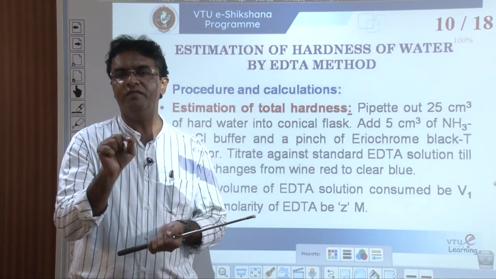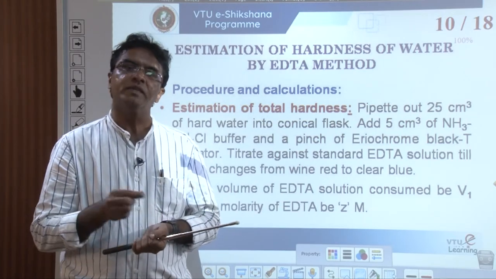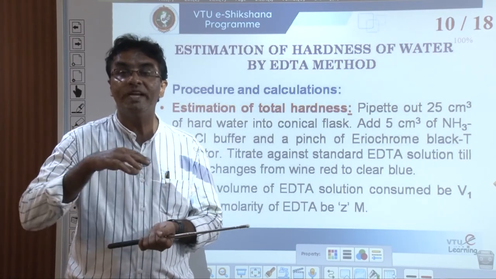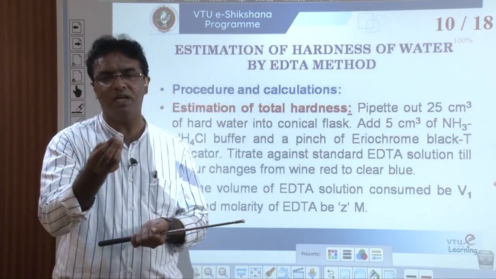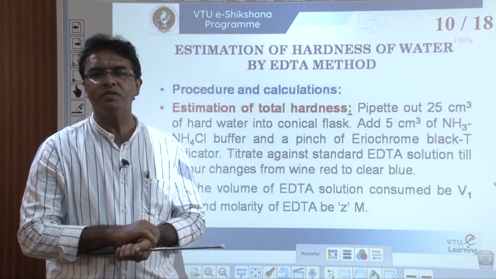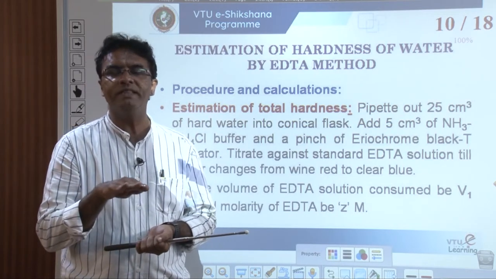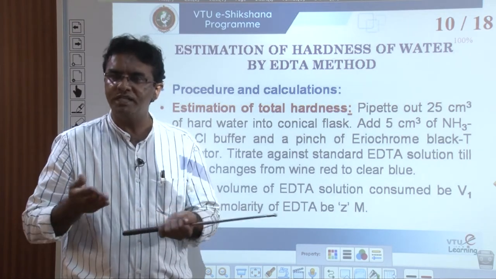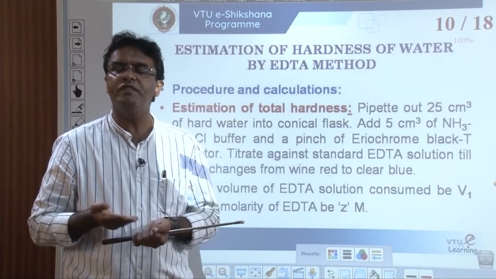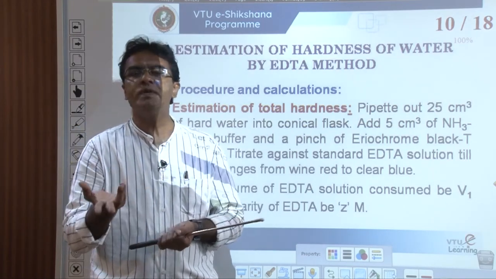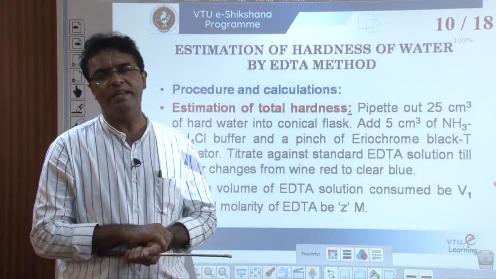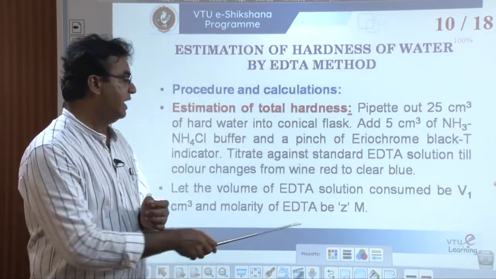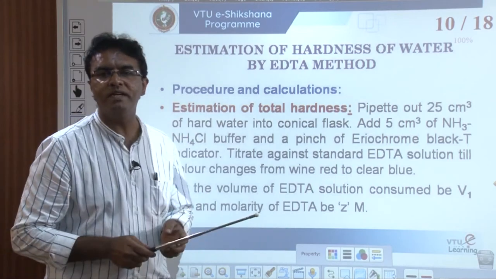We take a known weight of disodium salt of EDTA, then we dissolve it by adding a small amount of water. To enhance the solubility of the disodium salt of EDTA crystals, we add a small amount of ammonia. Then after dissolving the crystals completely, we make the solution up to the mark in a volumetric flask of 250 cm cube capacity, or 100 cm cube capacity, or 50 cm cube capacity, depending upon how much standard solution of disodium salt of EDTA is required. Once we prepare the standard solution in that way, we calculate its normality or molarity.